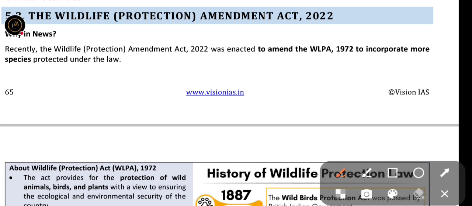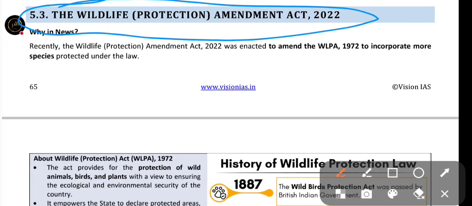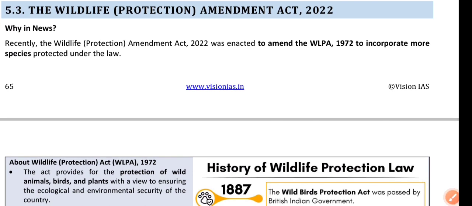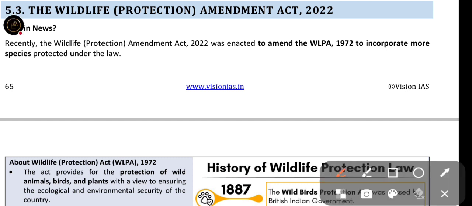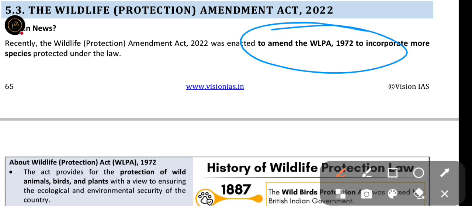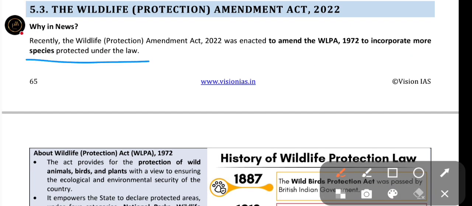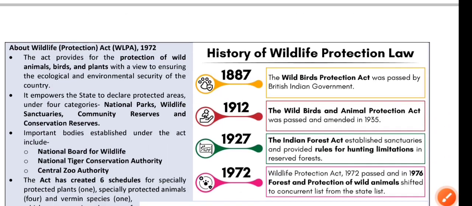So we will discuss today the environment section, and this is the Wildlife Protection Act amendment, which was amended in 2022. This amended the Wildlife Protection Act 1972, to incorporate more species protected under this law.